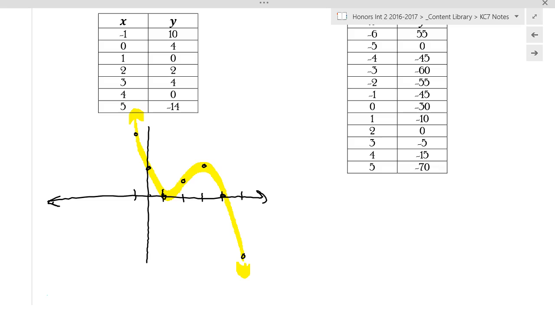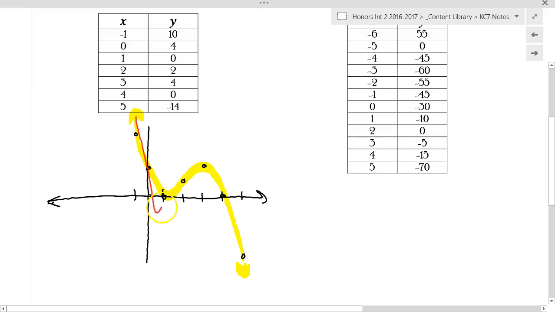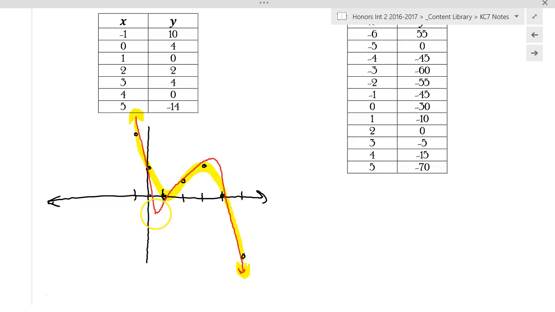However, I don't know if this is exactly my graph. I only know a few points. There's no reason my graph couldn't look something like that. Now my maximum and minimum has changed. So for these problems, when you graph them, you can only be so exact with where your maximum and minimum are.